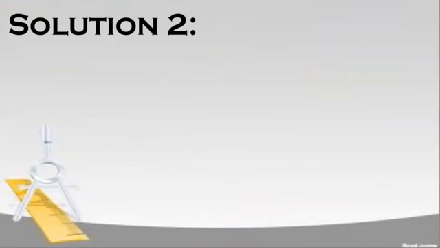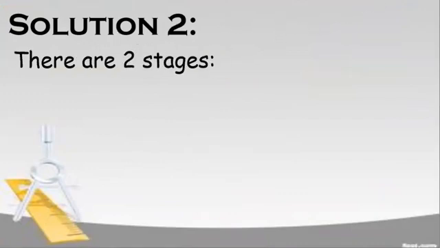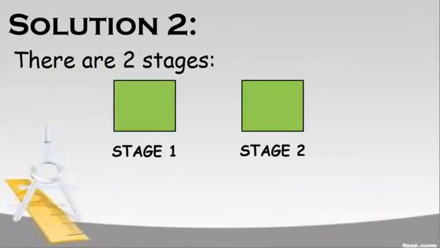So we can use stages po in our second solution. So for this problem po, we have 2 stages. Ayan. So ano po yung stages natin? So for the stage 1, yung una po nating event is we are going to choose the type of cone.